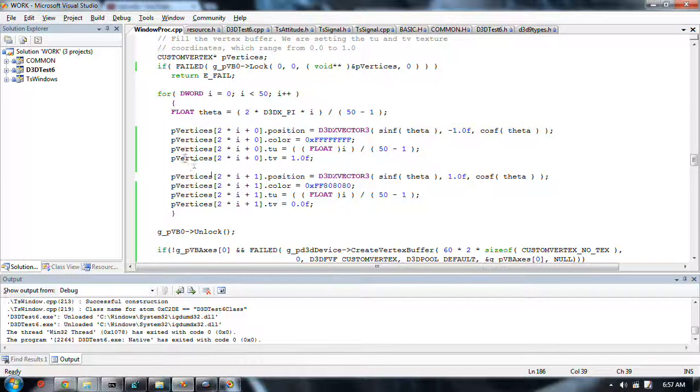Now the way that this works, these colors, I could set them both to white. It just has some kind of a strange effect on the colorizing of the texture.